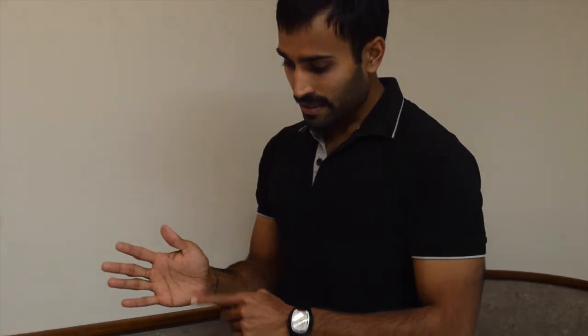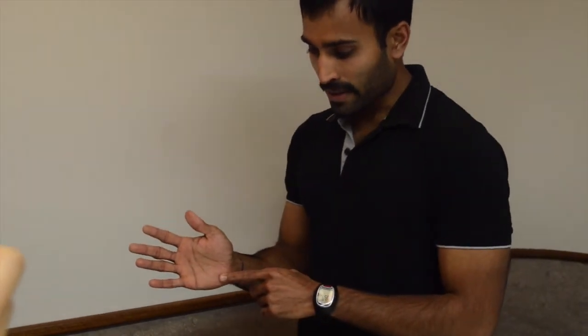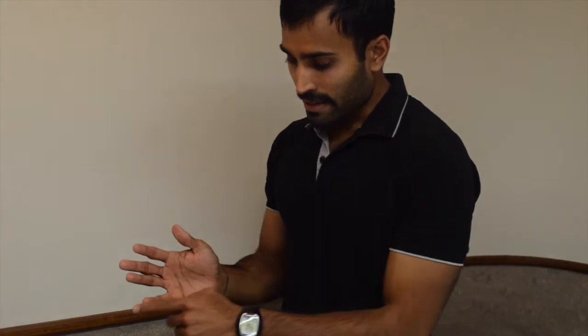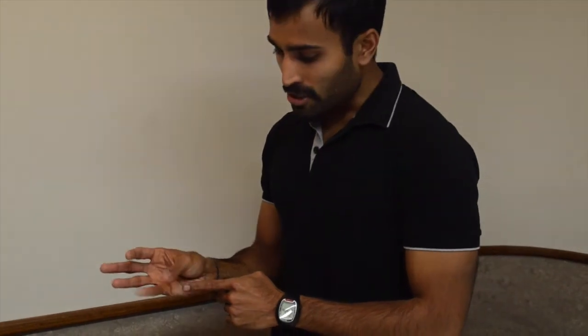The abductor digiti minimi abducts the hypothenar part of the hand and moves the fifth digit of the hand away from the midline of the hand. The flexor digiti minimi flexes the fifth digit of the hand. The opponens digiti minimi opposes the movement when the fifth digit of the hand touches the tip of the thumb.